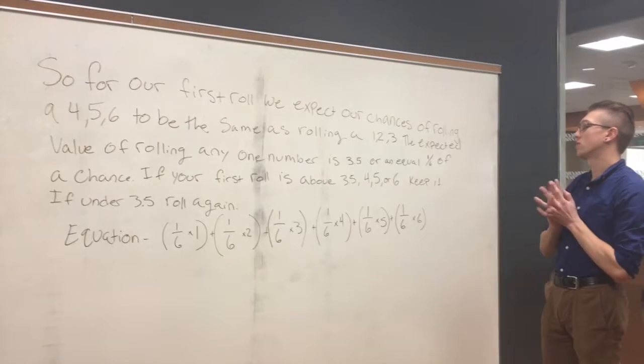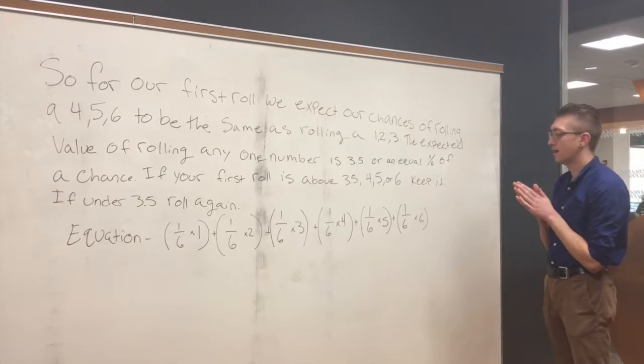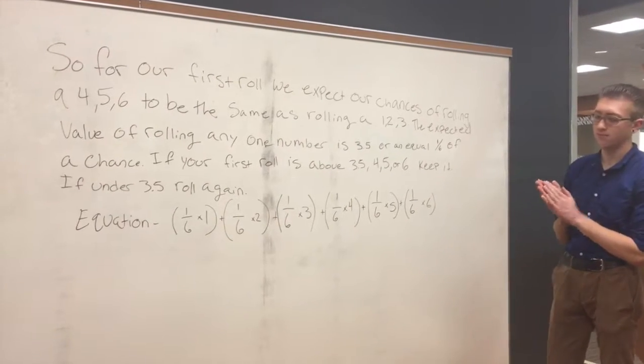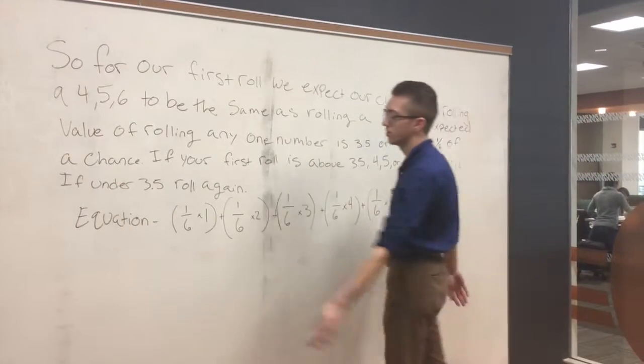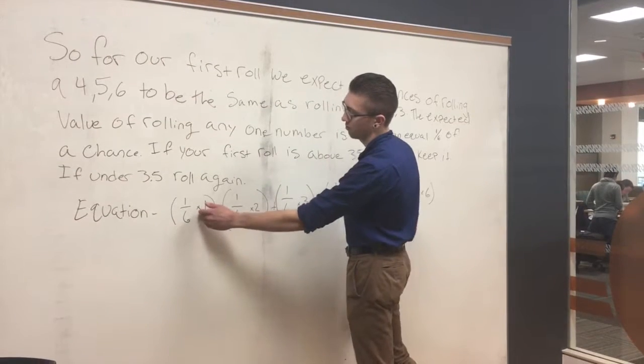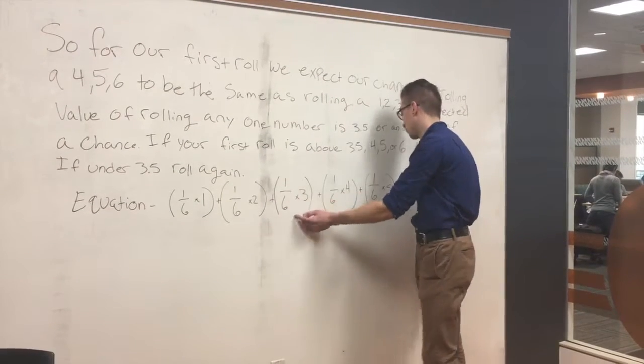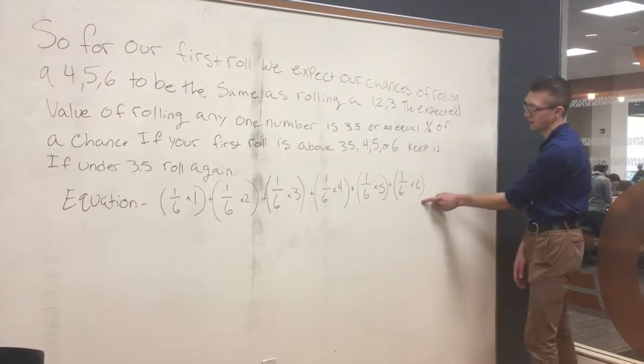If your first roll is above 3.5, 4, 5, or 6, keep it. If it's under 3.5, roll again. And our equation would be 1/6 times 1 plus 1/6 times 2 plus 1/6 times 3, and so on until you get to a 6, which is 6 sides of a dice.